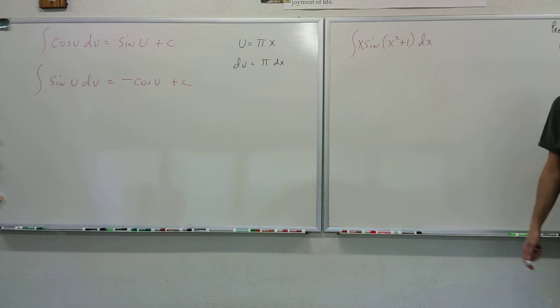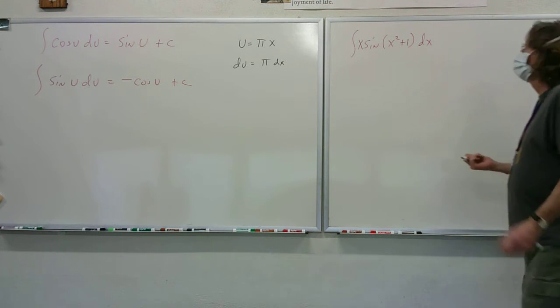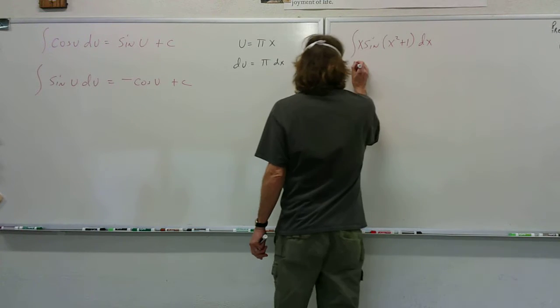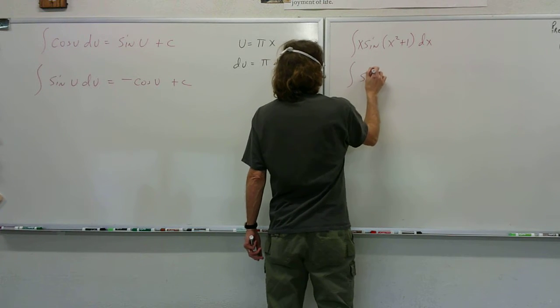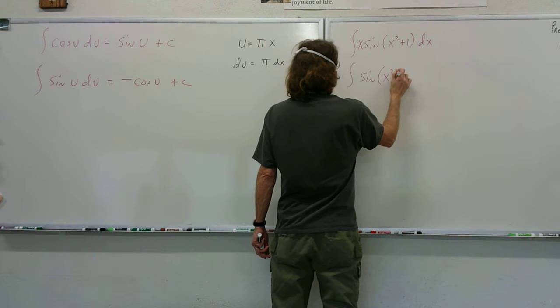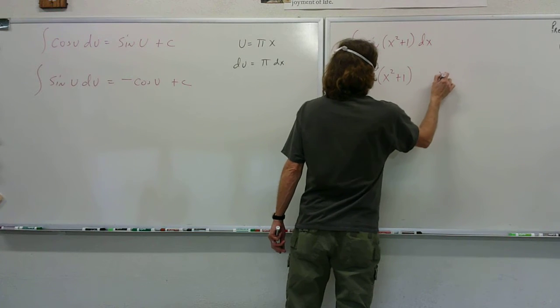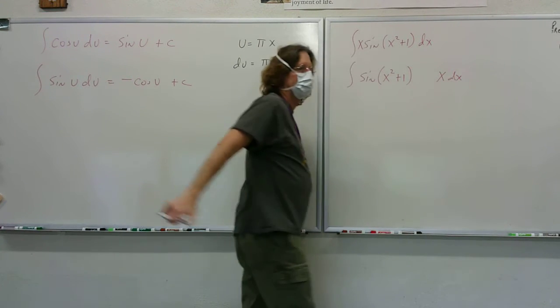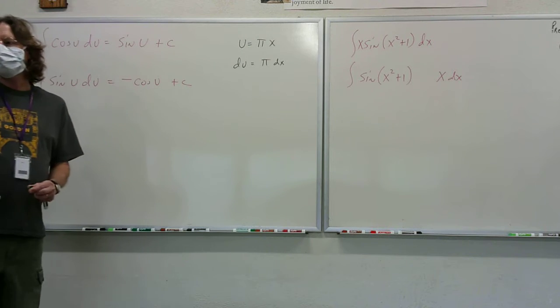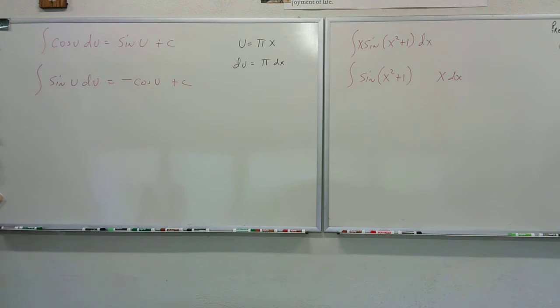x times it do it. Notice I don't even have a rule for that? That's okay. Watch this. I'm going to rewrite this. Sine x squared plus 1, and I'm going to stick the x out here with the dx. Because I know enough about derivatives to already know something.